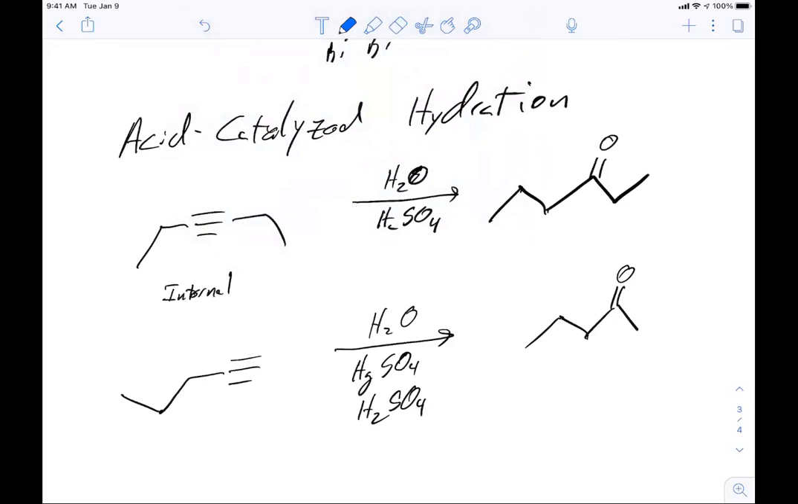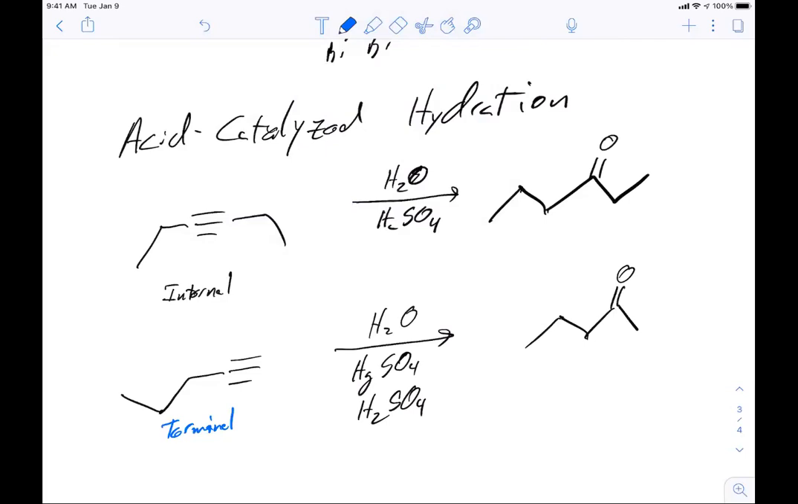So for the terminal, you'll see the mercury. Because of this slight difference between the two, you'll notice that a lot of the problems will use the mercury no matter which one is there. I tend not to ask questions that would make you differentiate between water and acid, and water, mercury, and sulfuric acid. But it's important to know the difference because you will see some problems where they just put water and acid for internals. That will give you the product, right?